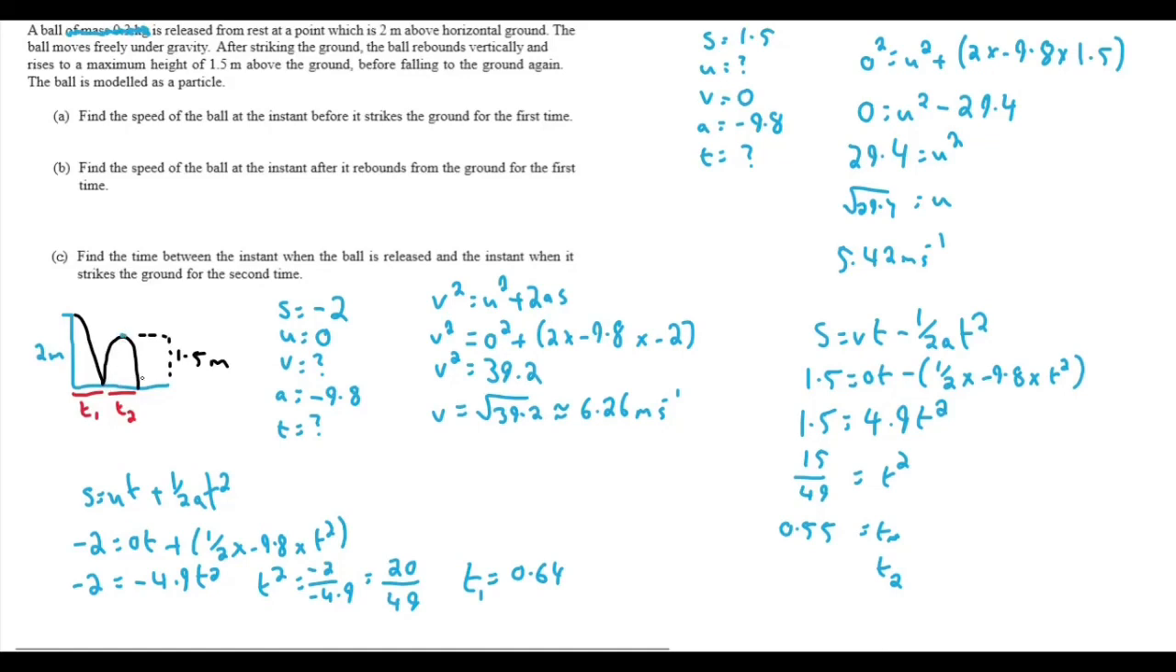To get the rest of the way, it's going to be that same time again because it will be a symmetrical arc because it's constant acceleration. So T2 is then going to be 1.1 seconds. Yeah, all of these being seconds. So finally, the total time is going to be these two numbers added together, which is going to get you 1.74 seconds from when it's first released to the instant when it strikes the ground for a second time.